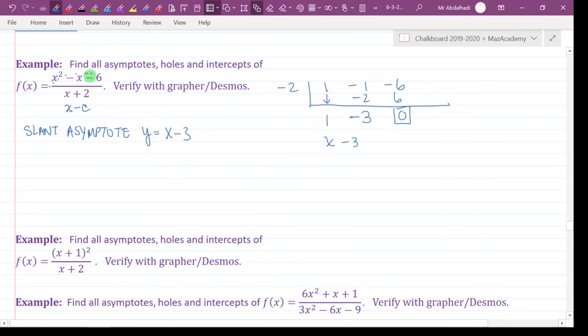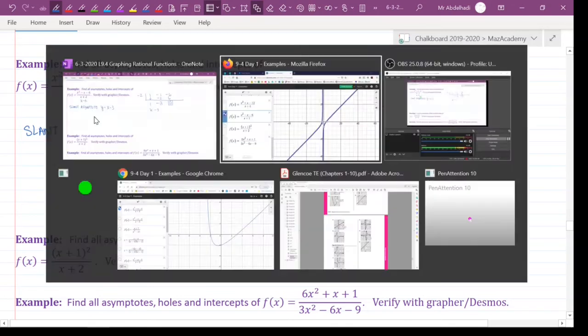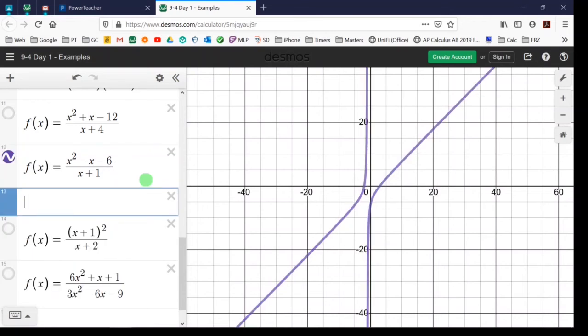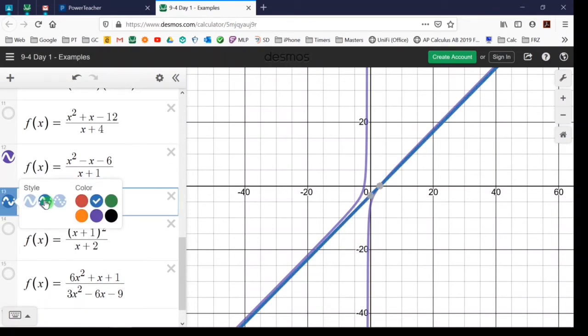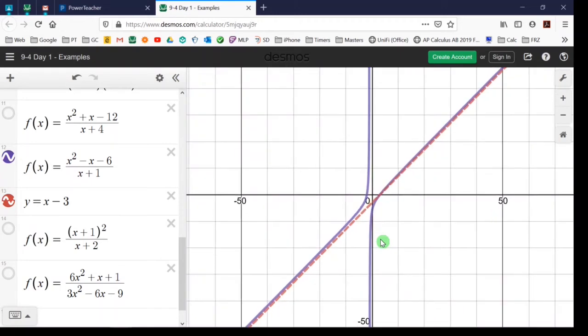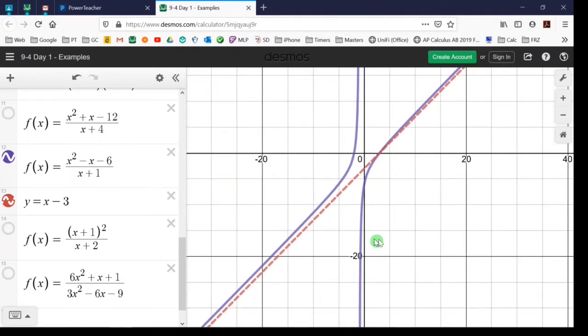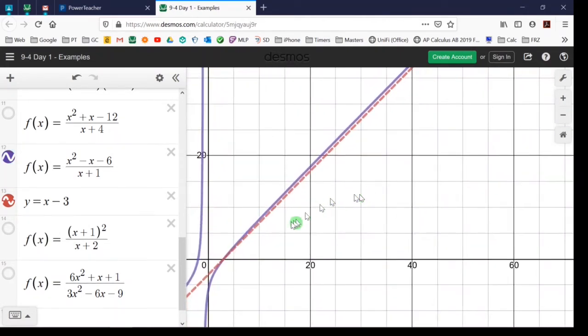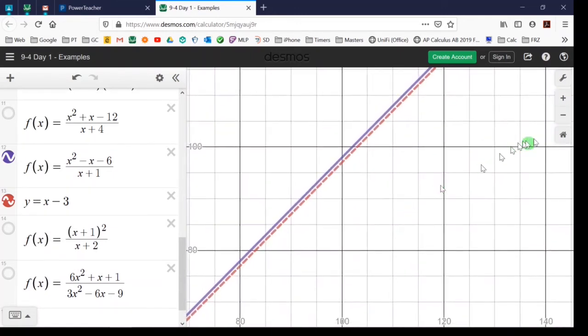So let's take a look at this graph on Desmos and see if y equals x minus 3 makes any sense. Here it is on Desmos. This is the function right here, f of x equals x squared minus x minus 6 over x plus 1. And if I write y equals x minus 3 right underneath it, and make it red and dotted, like we do with all our asymptotes, is that an asymptote? You can see that it's definitely hugging. On this side, it's not touching at all, and on this side, it does cross it once. Like I said, that can happen, but it's still hugging it as you go off and away.